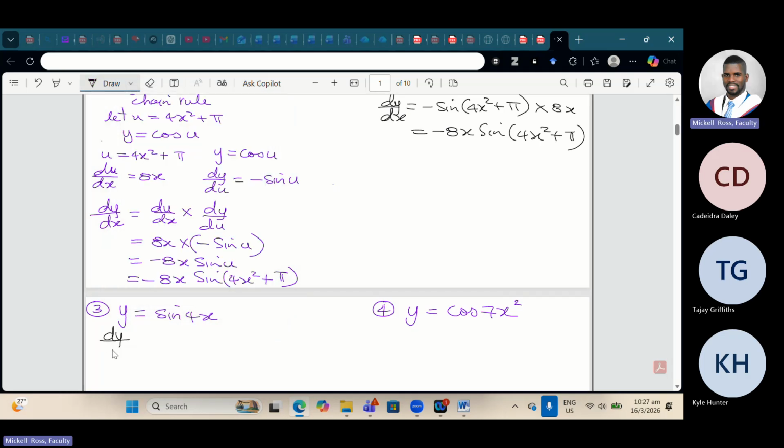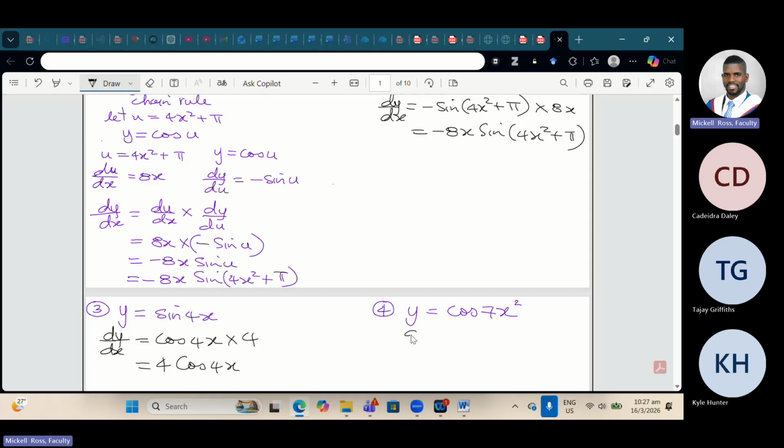So dy/dx. Differentiate sine, you get cos, so it will be cos 4x. Then if you differentiate the angle, if you differentiate 4x, you're just left with 4. So this is going to be 4 cos 4x. So that would be the answer.